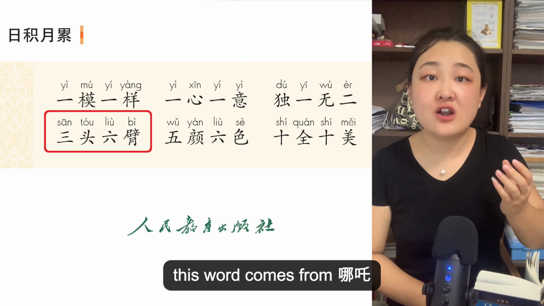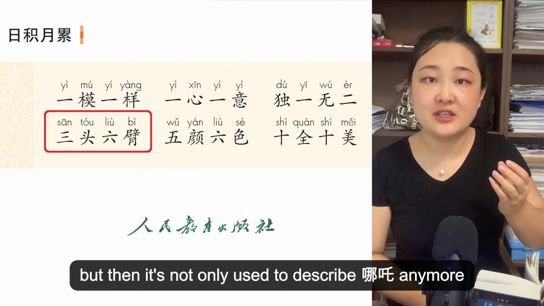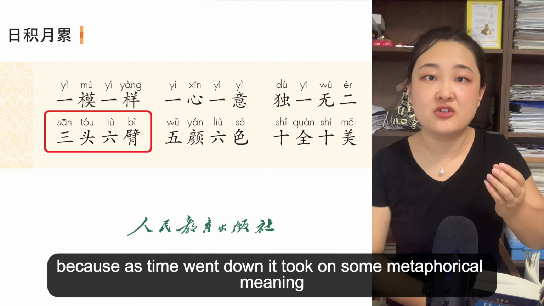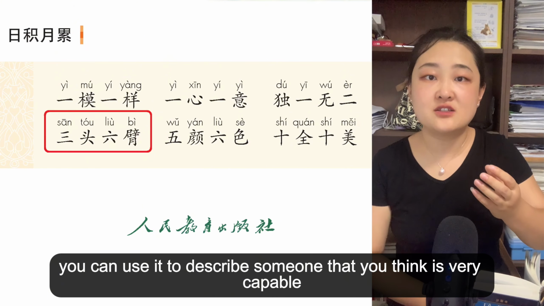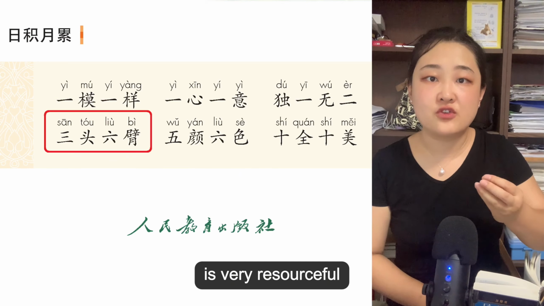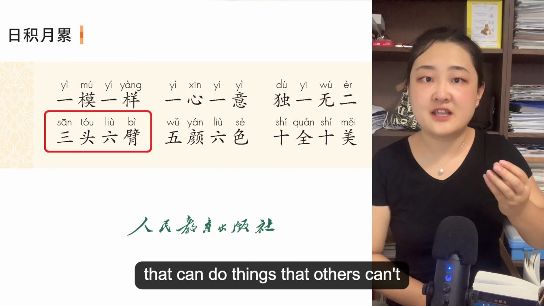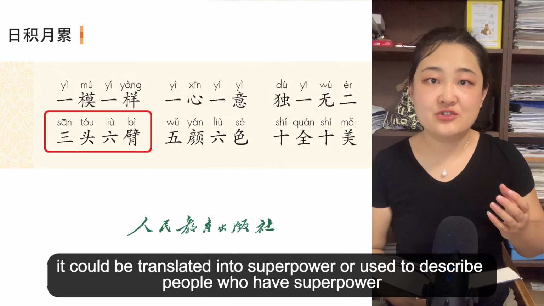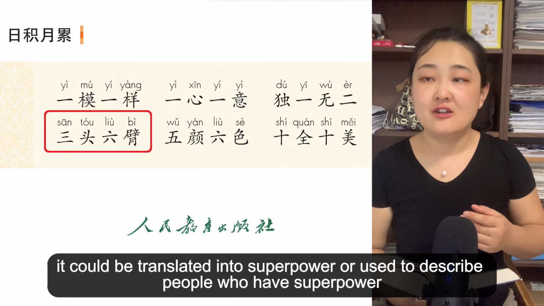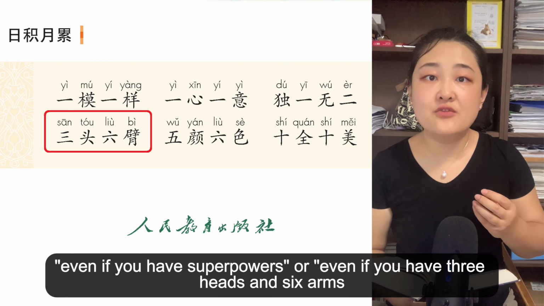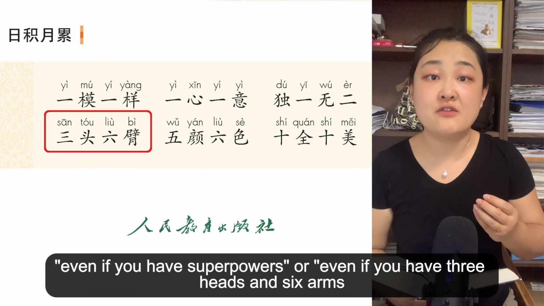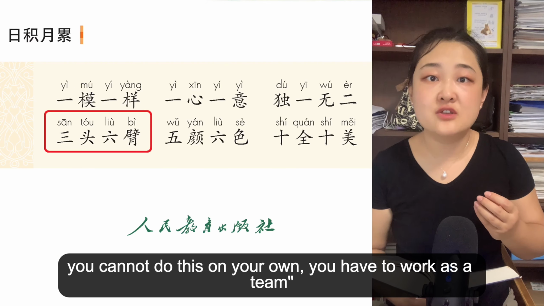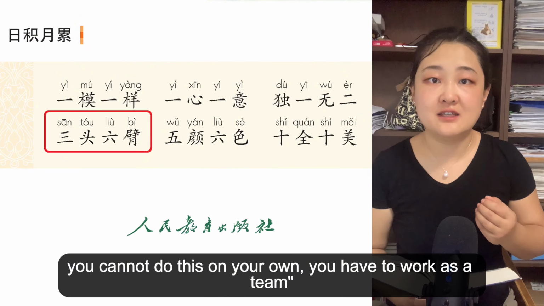This word comes from 哪吒, but then it's not only used to describe 哪吒 anymore, because as time went by, it took on some metaphorical meaning. You can use it to describe someone that you think is very capable, is very resourceful, that can do things that others can't. It could be translated into superpower or used to describe people who have superpower. Like you can say, even if you have superpowers, or even if you have three heads and six arms, you cannot do this on your own. You have to work as a team.